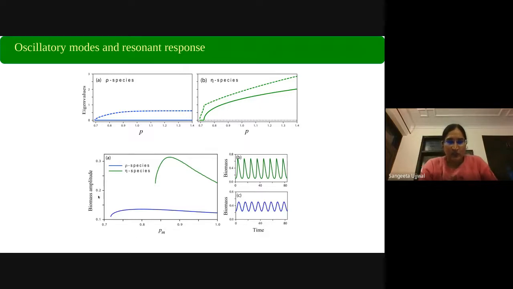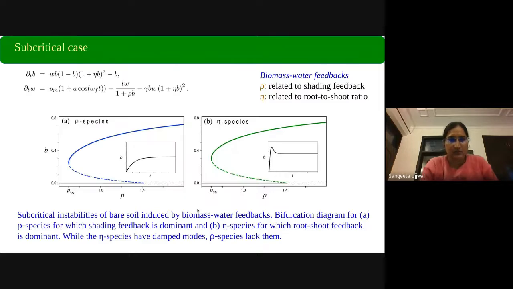Now if we look at the biomass amplitude in the presence of the external periodic forcing, of these two species with the average precipitation. Just to recall, this average precipitation occurs here. So this is P sub M.